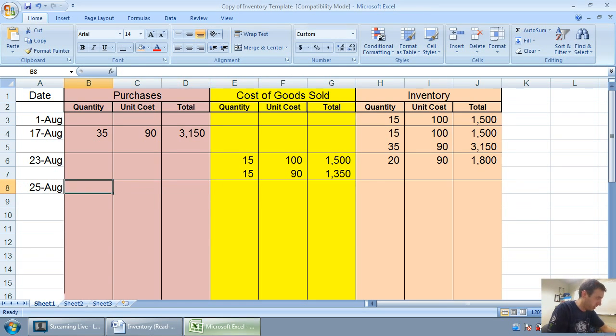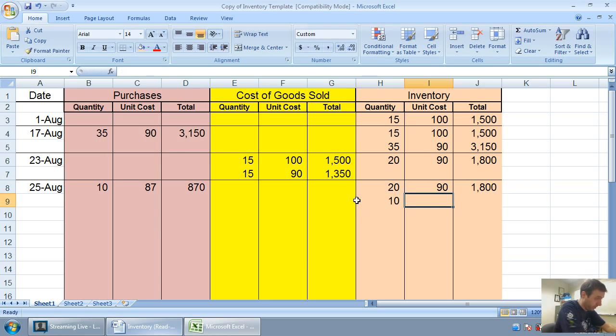We purchased just 10 units at $87. So 10 at 87 is $870 worth of inventory. Now I say to myself, well, what's my total in inventory? Well, I had 20 at 90. I still have 20 at 90. I didn't sell them, so I carry that number forward.